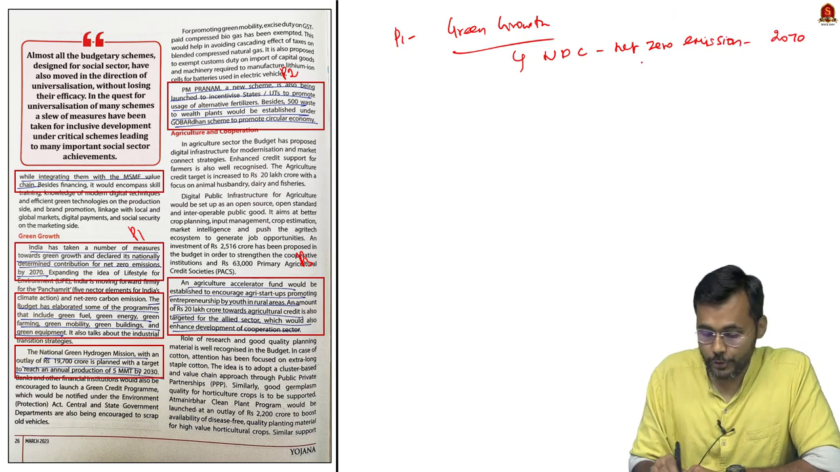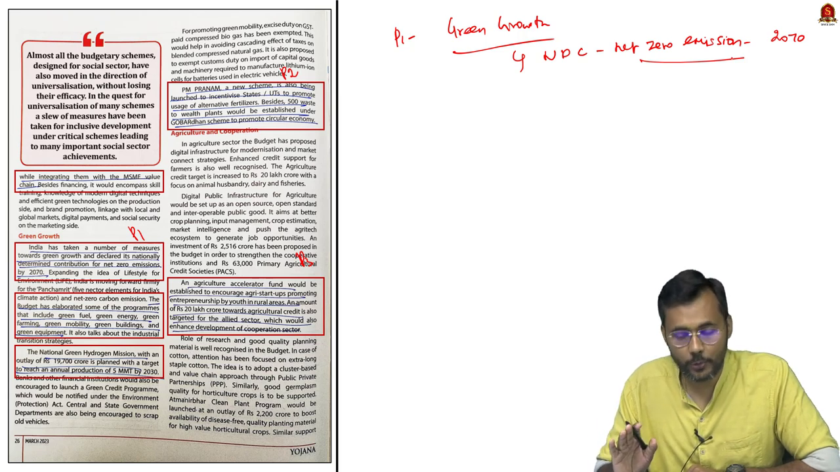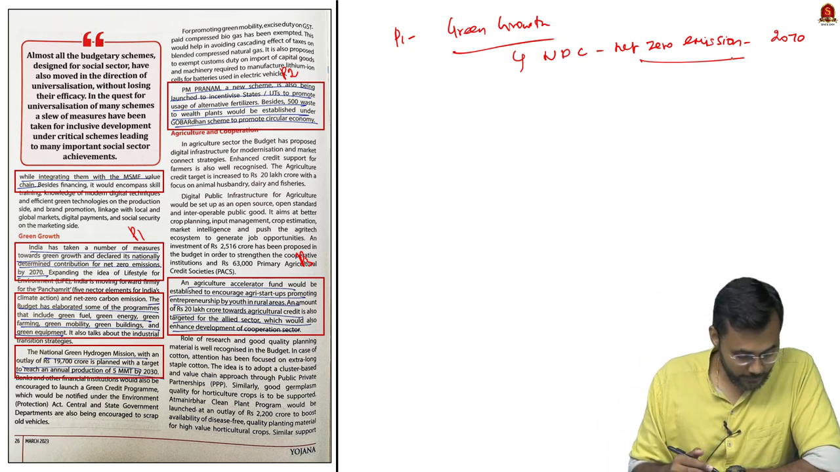So what does net zero emission mean? Right now, the primary reason for global warming is greenhouse gas emissions, and that needs to be reduced to the level of zero by 2070 as per India's own determined goal. Nationally determined contribution means the Indian government has its own set of goals, saying that India by 2070 will not emit any greenhouse gases. That's the point given there.